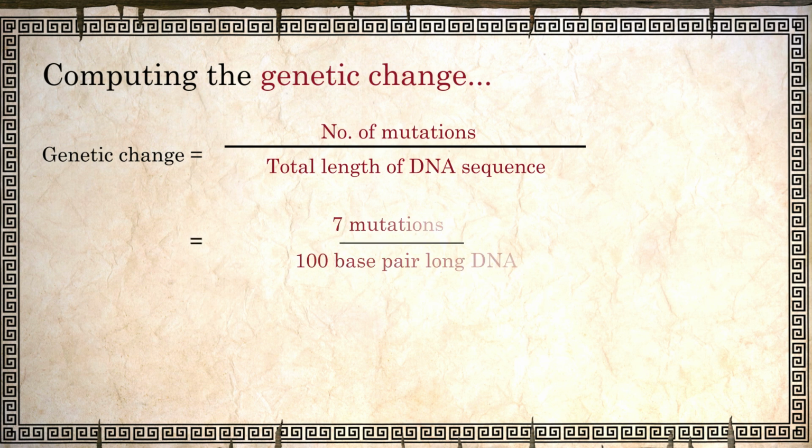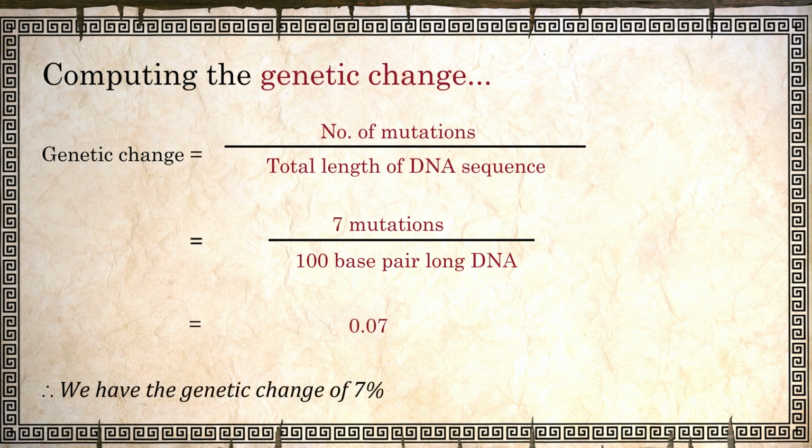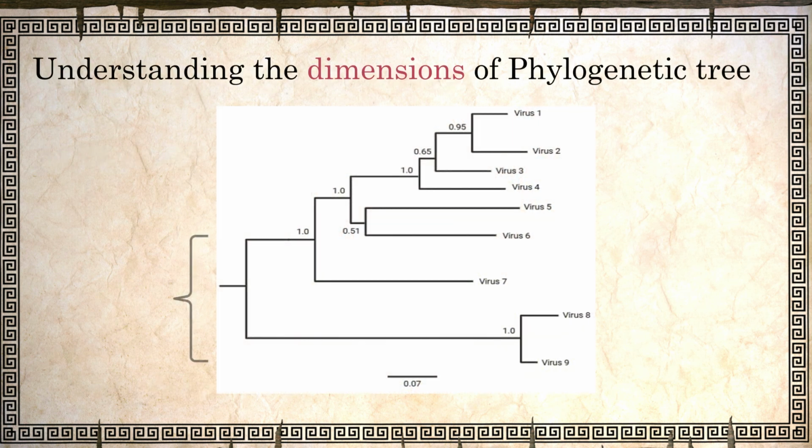So we have 7 mutations per 100 nucleotide long DNA sequence. Therefore, we will divide 7 by 100 to get a value of genetic change as 0.07. The vertical lines has no meaning in the phylogenetic tree. It is used for separating the horizontal branches only, thus improving the visibility of the tree.